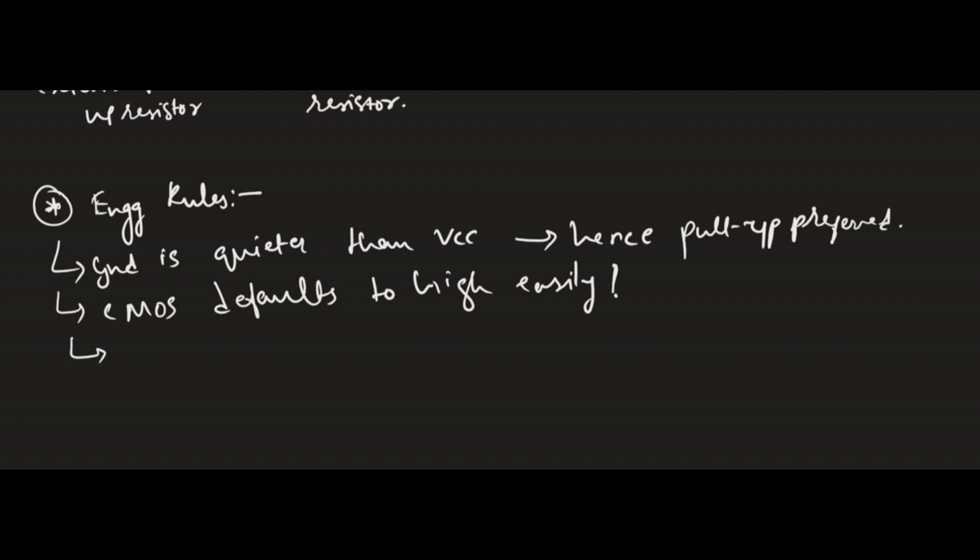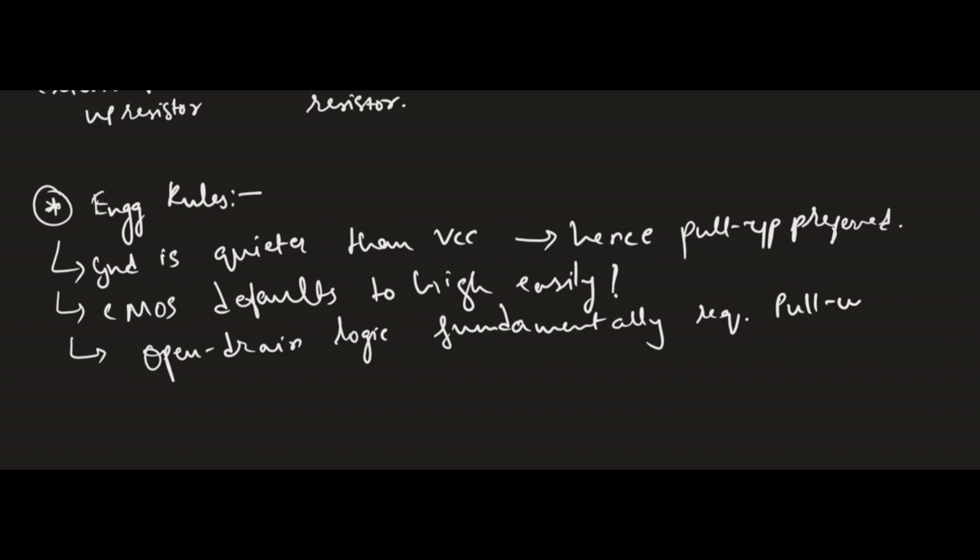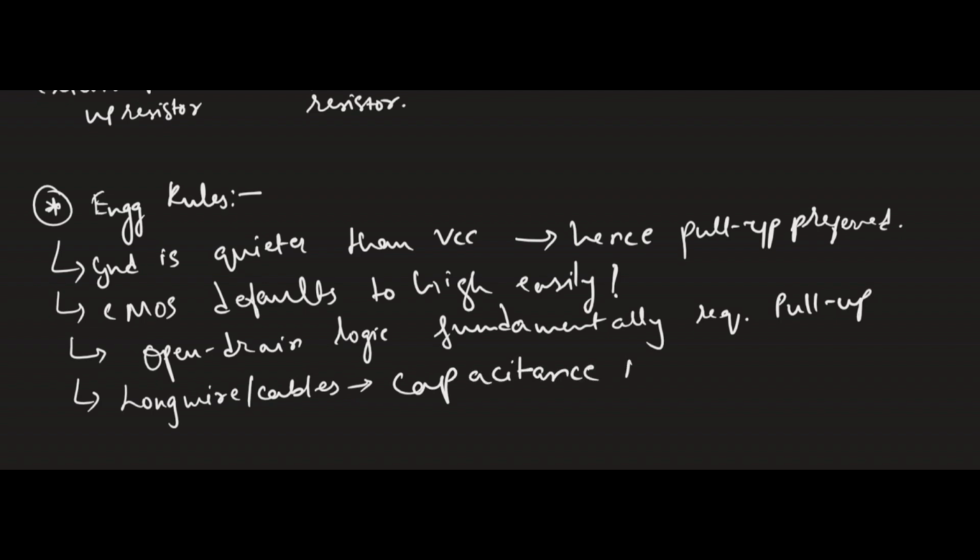Okay, then open drain logic fundamentally requires pull-up resistors. So hence pull-up resistors are preferred. Now coming to the long wires or long cables. Here the capacitance increases with the increase in the length or the distance, right? So pull-up resistors are better.